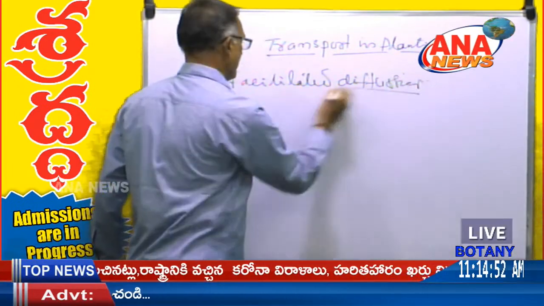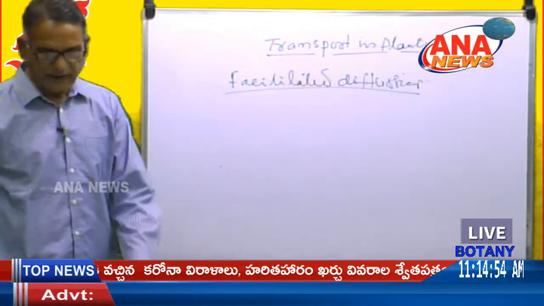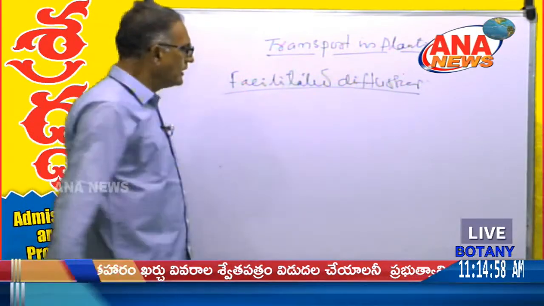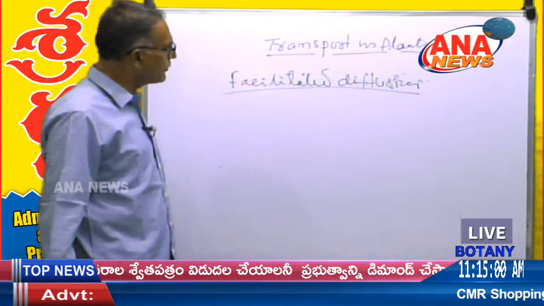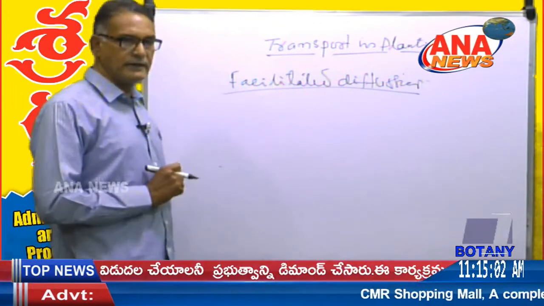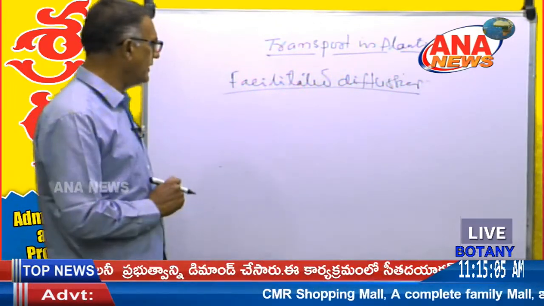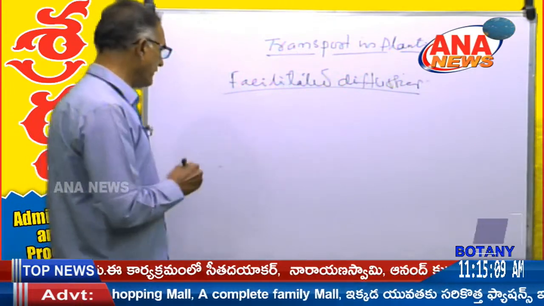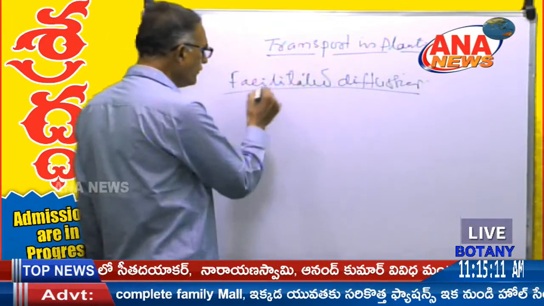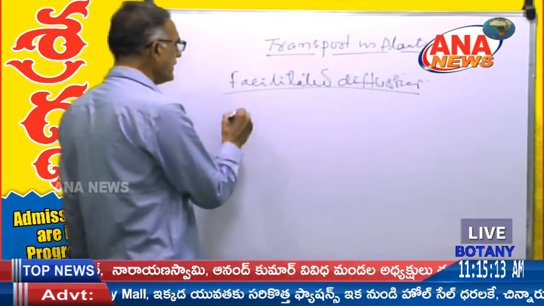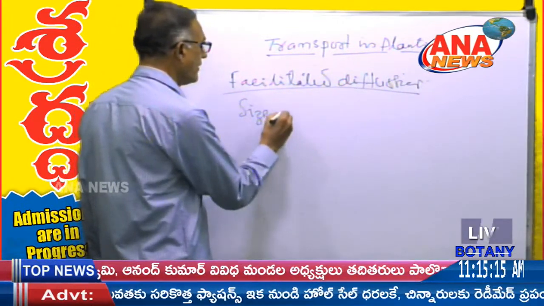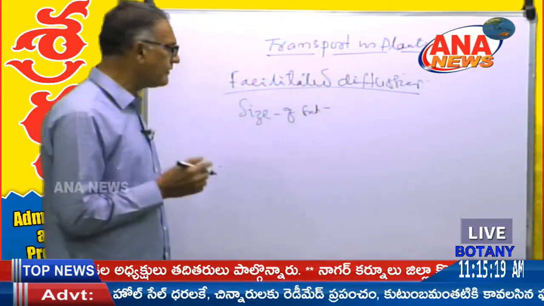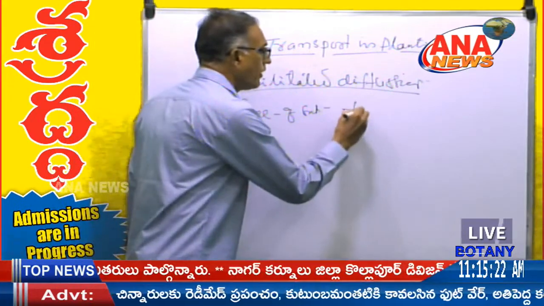What is meant by facilitated? So when does it occur, when is facilitated diffusion required? Here the diffusion depends on the size of the particles, the size of the substance, and the solubility of the substance in the lipids. So the diffusion depends on the size of the substance.